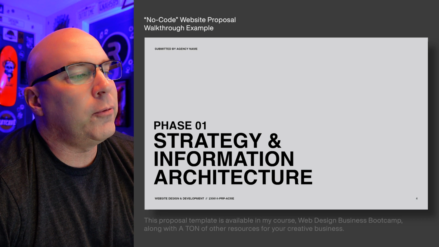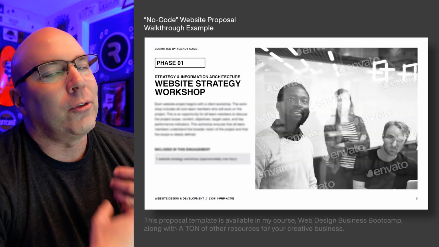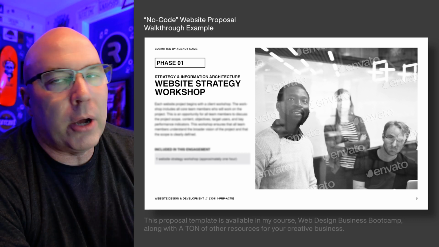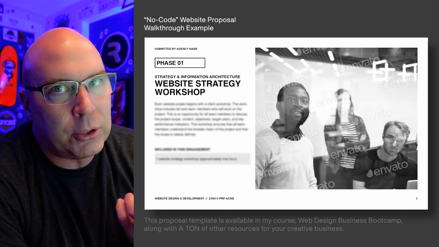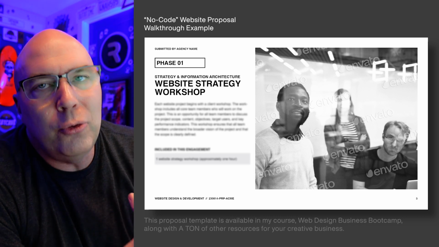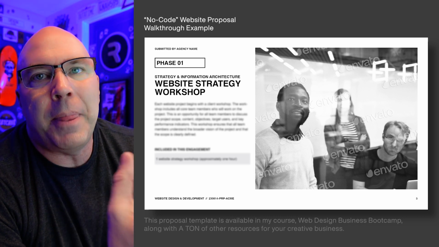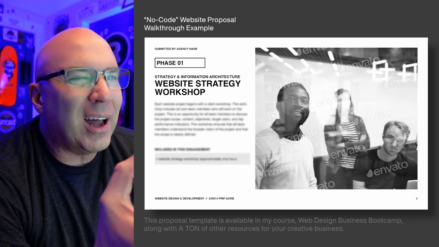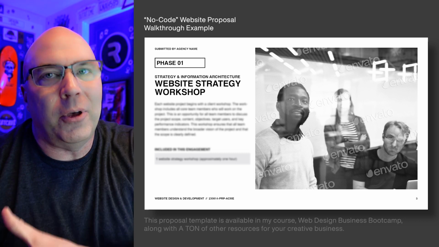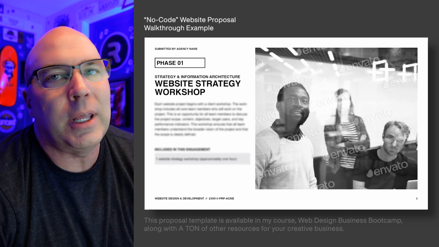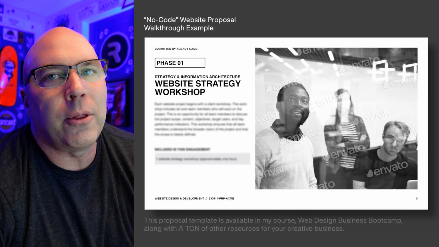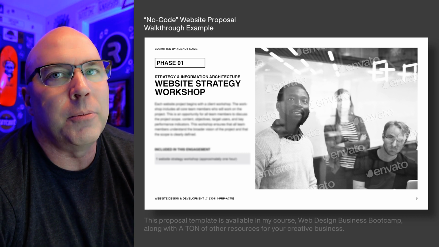Phase 1, strategy, information architecture. We're going to start by having a workshop strategy meeting with you. We're going to talk about your content. We're going to get deeper into the goals and objectives. We're going to talk about your target users and what actions we want them to take on your site. We've got to get this strategy stuff in place so that the site fulfills those objectives. So we start each engagement with a roughly 1-hour workshop meeting together where we extract that information from you.